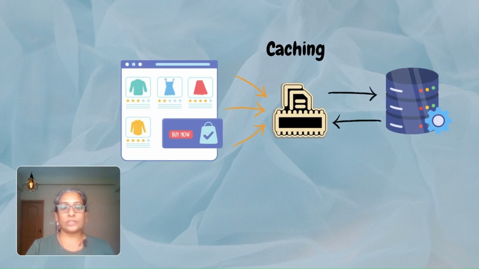If the data is found in the cache, it is called a cache hit, and if not, it is called a cache miss. But how does the desired data get loaded to the cache? And how do we ensure synchronization between the cache and the database? There are several caching strategies that help us keep the data in sync. Let's explore them.